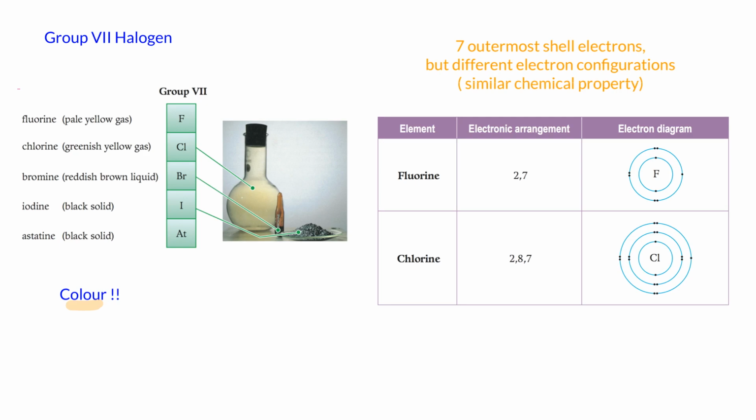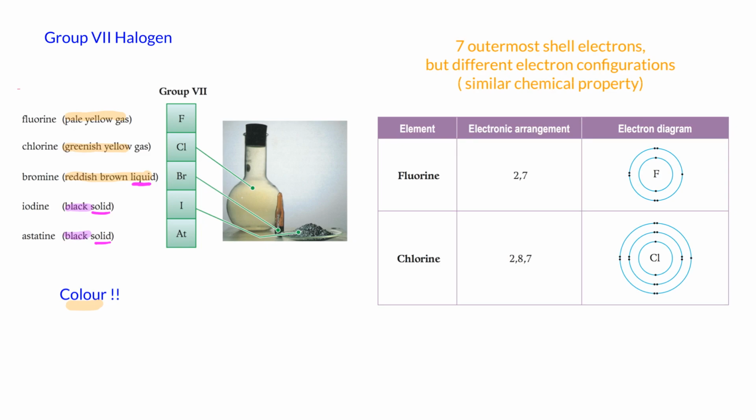The colors just go darker as you go down the group. Fluorine is a pale yellow gas. Next is chlorine, which is greenish yellow. Then bromine, which is a reddish brown liquid. Pay attention, the state changes from gas to liquid, and afterward it goes to solid. Lastly, we have black solid for iodine and astatine. So all the colors are very important.